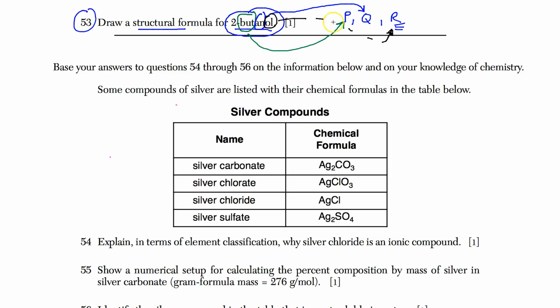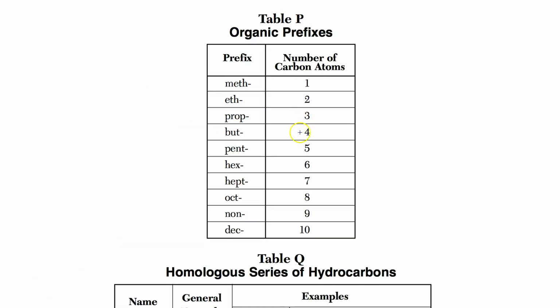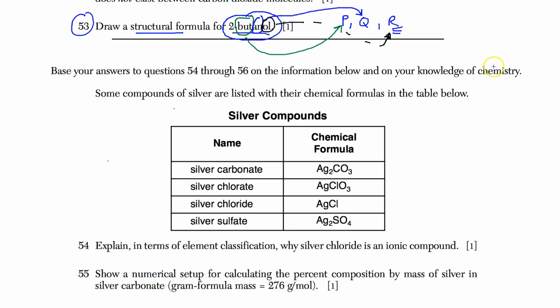So let's go find the but from table P. In table P, we have the but, and that's 4 carbons. That would be the longest continuous chain. Now the other part is the ane, as in butane. The A-N-E ending speaks to a saturated type of bond, which is single bonds. You may say, well, I don't see the E. They take the E away so it sounds nice.